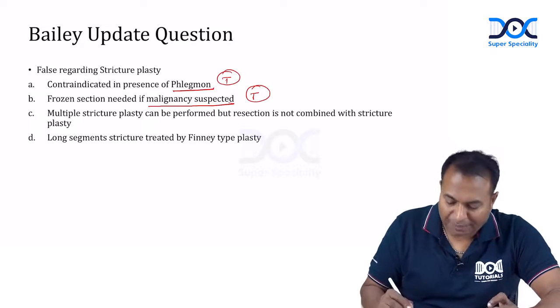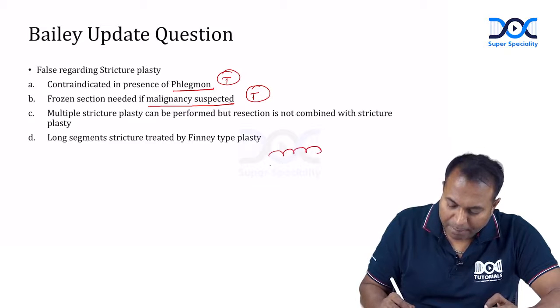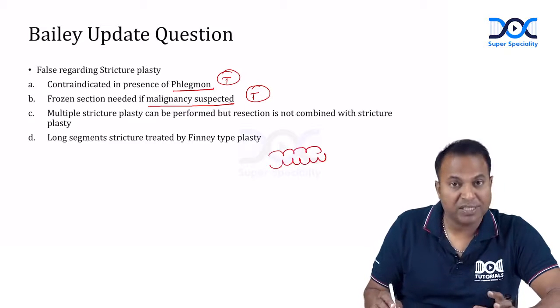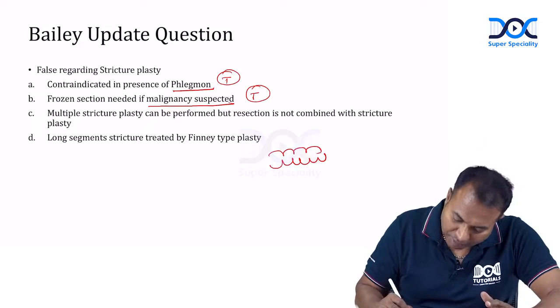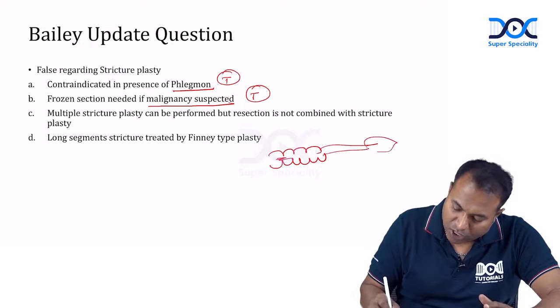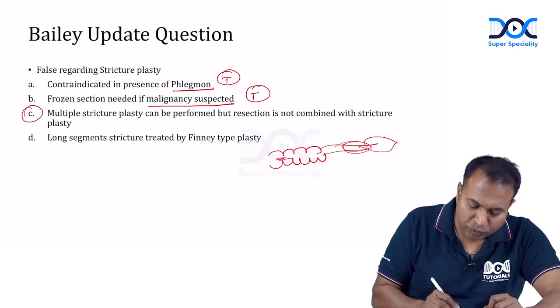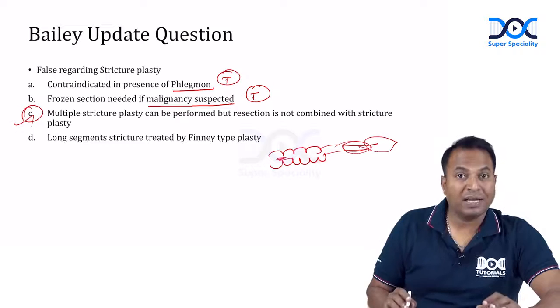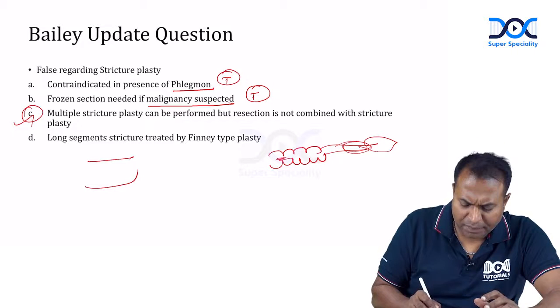Multiple strictureplasty can be performed, but saying resection is not combined with strictureplasty is wrong. We can do strictureplasty plus resection of long strictures. Both can be done. So, C is wrong. Long segments are treated by Finney's type of strictureplasty.